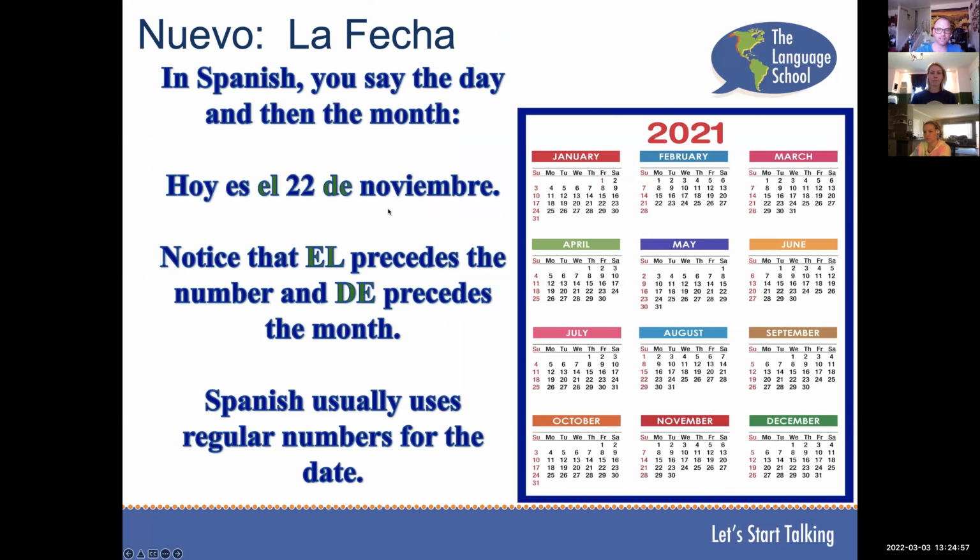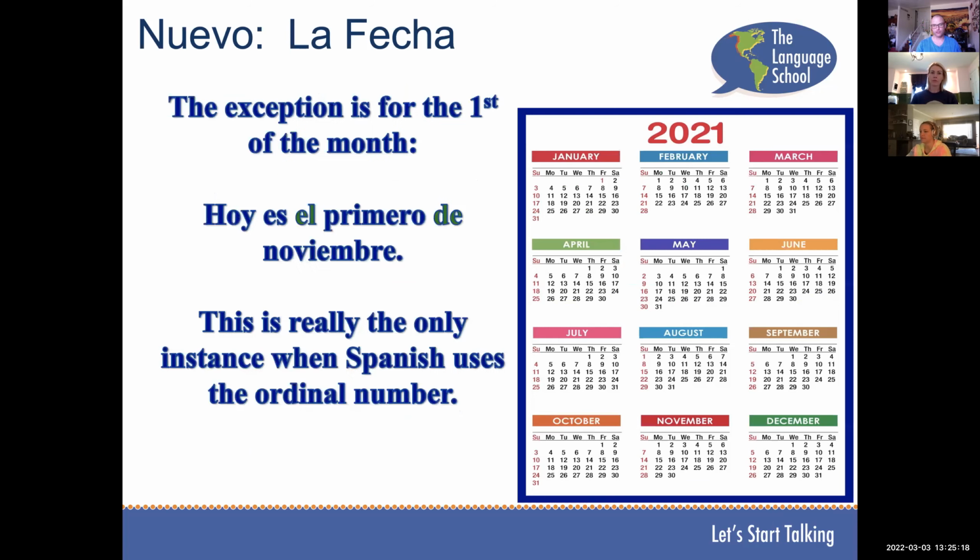Next thing you should know about dates is that we typically use regular numbers in Spanish. And the reason why I'm saying that is because in English, we typically use what's called an ordinal number, the first, the second, the third, the fourth. So the great news is you don't really have to learn all those just yet, right? Except for the first day of the month. The first is el primero. Hoy es el primero de noviembre. So the first is el primero. After that, you use the regular numbers. El dos, el tres, el cuatro.